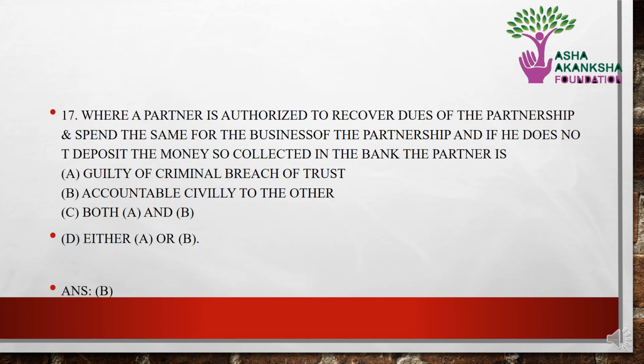The next question is, where a partner is authorized to recover dues of a partnership and spend the same for the business of the partnership, and if he does not deposit the money so collected in the bank, the partner is guilty of which of the following? Options are A, guilty of criminal breach of trust, B, accountable civilly to the others, C, both A and B, or D, either A or B. The correct answer to this question is option B. That is, the partner will be accountable civilly to the others.